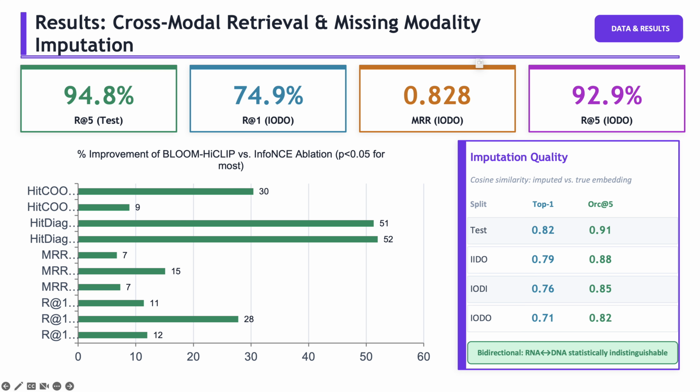On the right, imputation quality. Top 1 cosine similarity of 0.82 on the test set means the imputed embedding is geometrically very close to the true one, and it degrades gracefully, even on IODO, where we are still at 0.71.